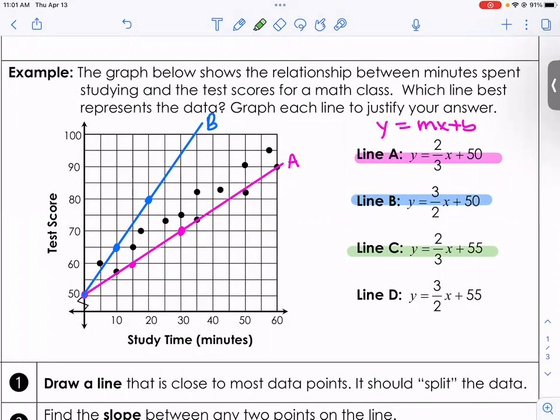Okay, line C. Now our y-intercept is 55. And our slope is 2/3. So up 2/3, up 2/3.